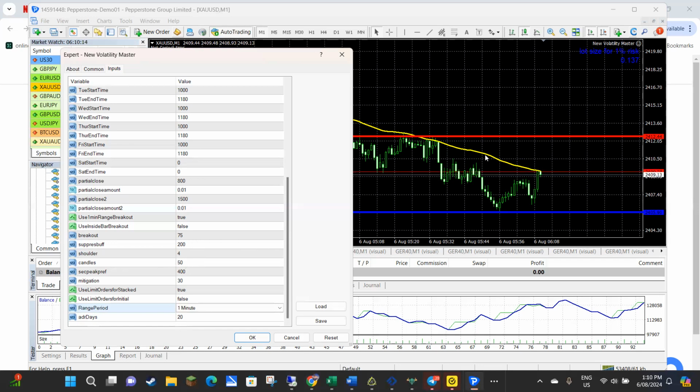Candles: it's only looking at, in this case, the last 50 candles to find the peaks. If the candles are any further to the left, then they're not really going to form part of the calculations to work out the top and bottom of the range.